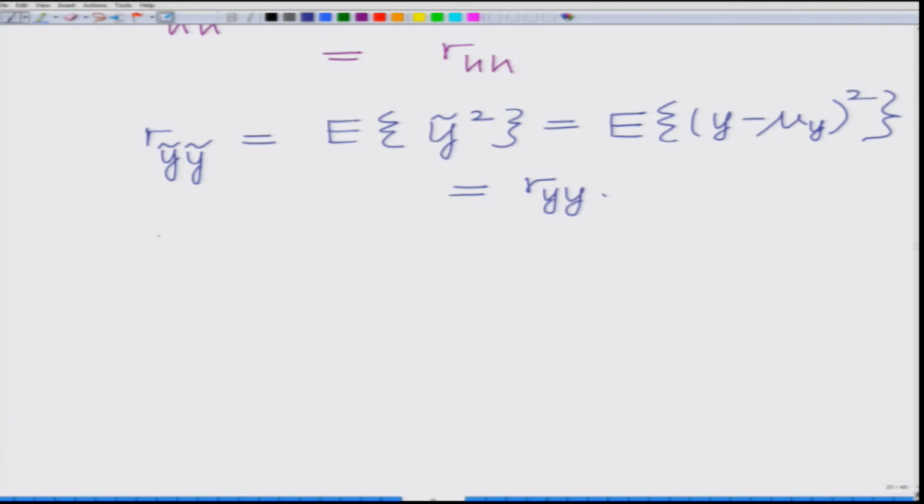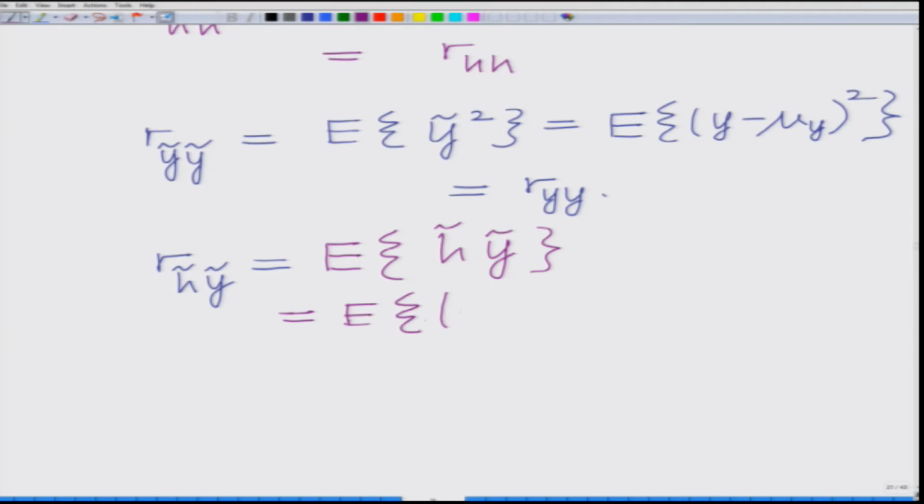The other thing we need is the covariance, that is r of h tilde comma y tilde, which is the expected value of h tilde into y tilde, which equals the expected value of h minus mu h into y minus mu y, which again equals the covariance of h comma y, which is r h comma y.